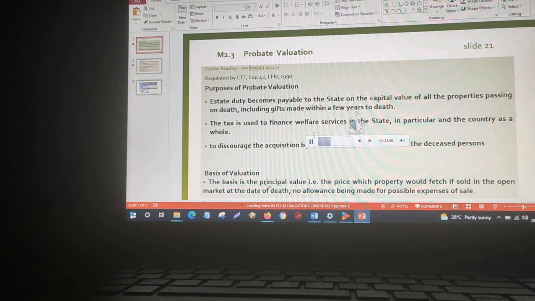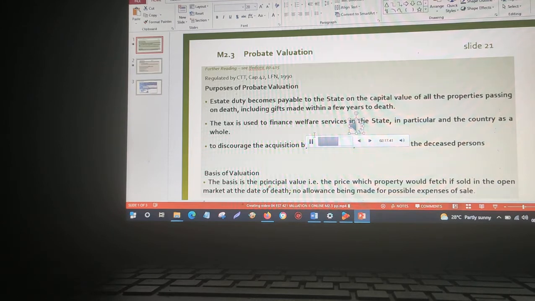Now, it's a form of tax anyway. It's called estate duty, which is an estate tax. The tax is used to finance welfare services in the state, in particular, and the country as a whole. And it is put in place to discourage the acquisition of inheritance by survivors of the deceased person, because in some areas in this country, Nigeria, you find some children waiting for their fathers to die so that they can take all the estate he has left behind, and they do not have the slightest intention of paying tax to anybody. So they just wait on that. They refuse to even work hard. In some areas, yes, it has been reported. So this is also to discourage that.